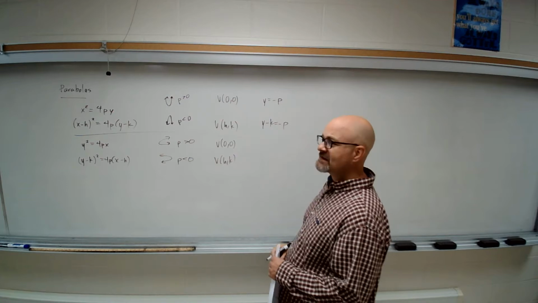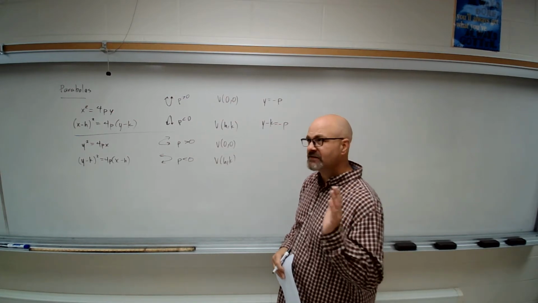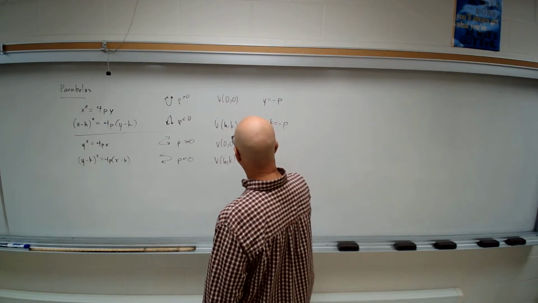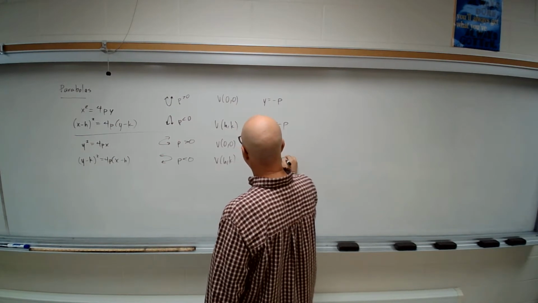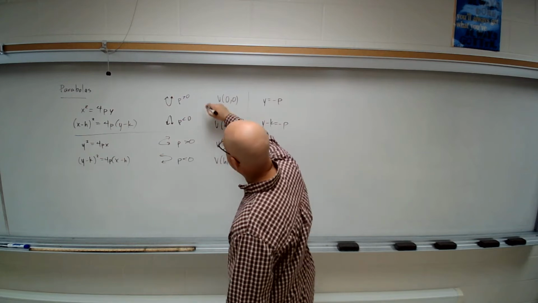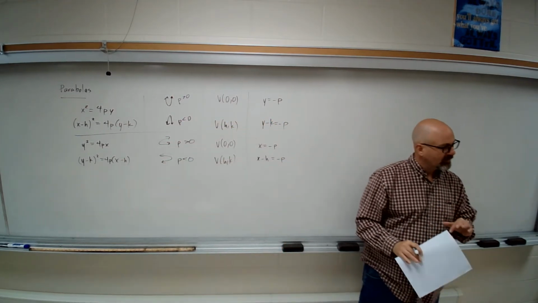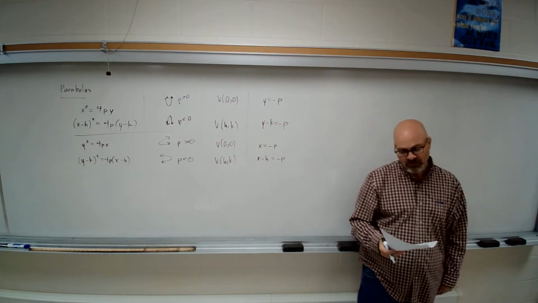And then the directrix this time is going to be vertical, so it's either going to be x equals negative p or x minus h equals negative p. Now as we look at more of this, I think it'll become clear what all these pieces are. But these are just the facts we want to refer back to.